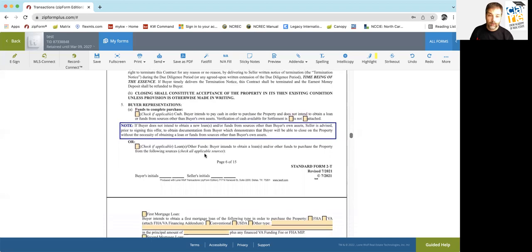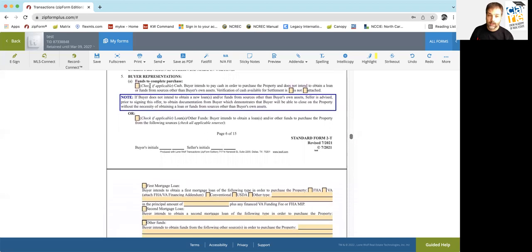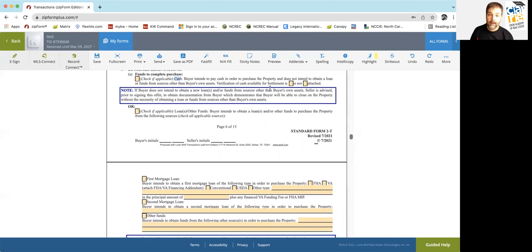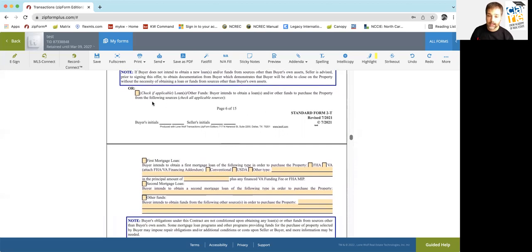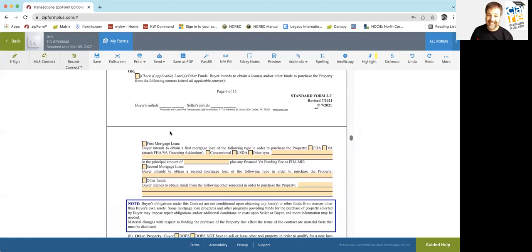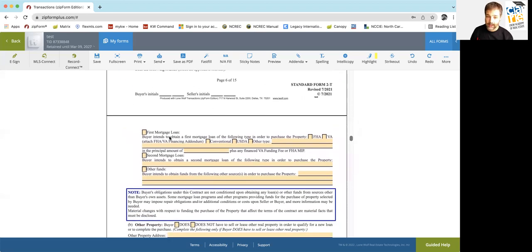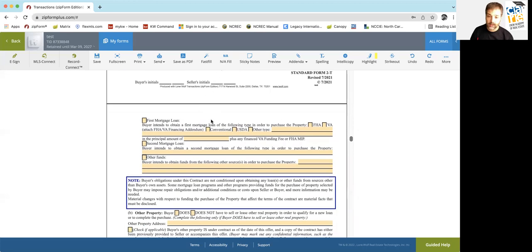On paragraph 5, we have buyer representations, where the funds to complete the purchase, in this case, if you're buying cash, is or is not attached. So if you're buying cash, you check this box, and you either have or have not attached those proof of funds. If in fact you need to procure a loan, you check this box, and you're going to disclose your intents on how you intend to fund it. Now, remember, this is a disclosure of how the buyer intends to fund it. If they wanted to go from a FHA to a conventional loan, they can certainly do that and it not be a breach of contract.